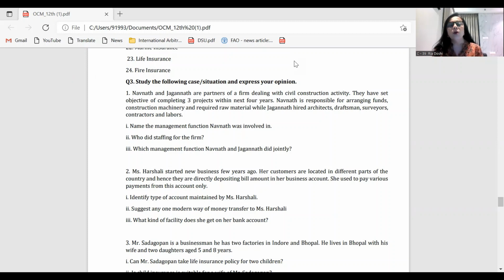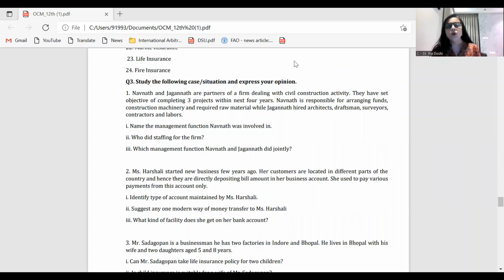We now go about with some extra practice of case studies which have been given in the question bank by the Maharashtra State Board. So under the case studies, the first that we have, as you see on the screen, Navnath and Jagannath are partners of a firm dealing with civil construction activity. They have set objective of completing 3 projects.